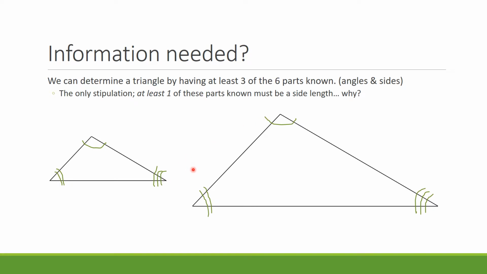Below is an example that shows why this doesn't work if we don't have at least one side length. If I have a triangle ABC here with the respective interior angles, I can create what's called a similar triangle, that you guys have worked with in the past, that has the same exact interior angle measures. However, as we can see, the side lengths are very different. So when we only have 3 known angles for a triangle, we cannot solve for a unique triangle.